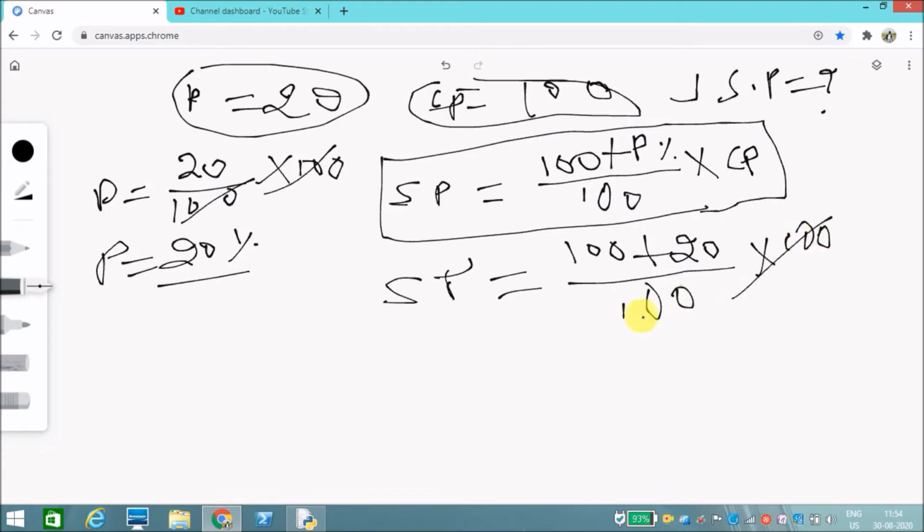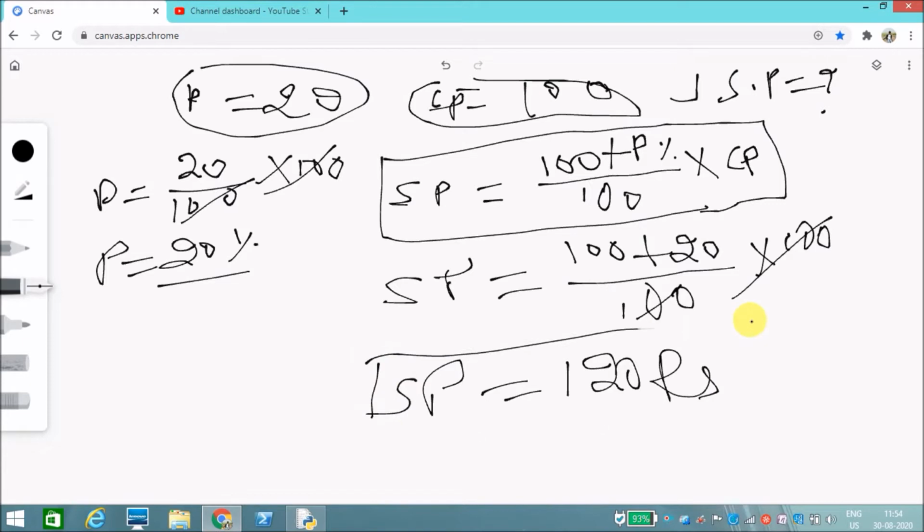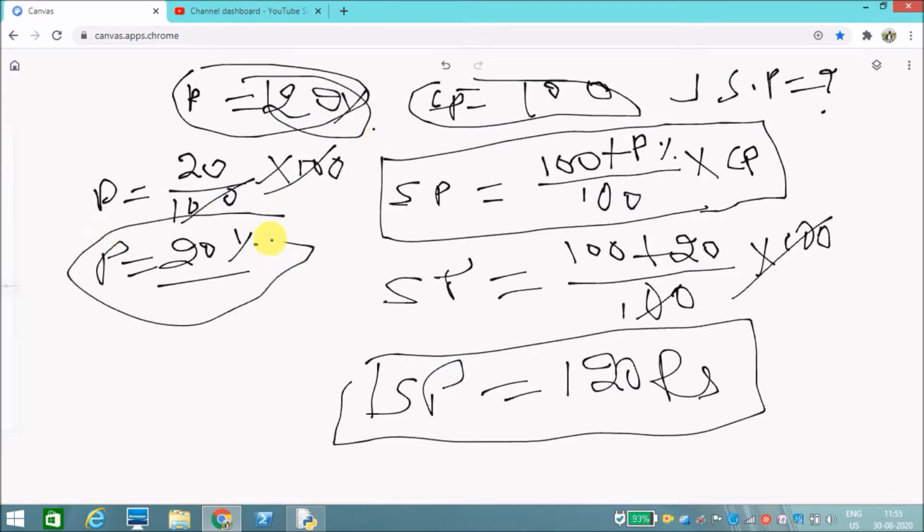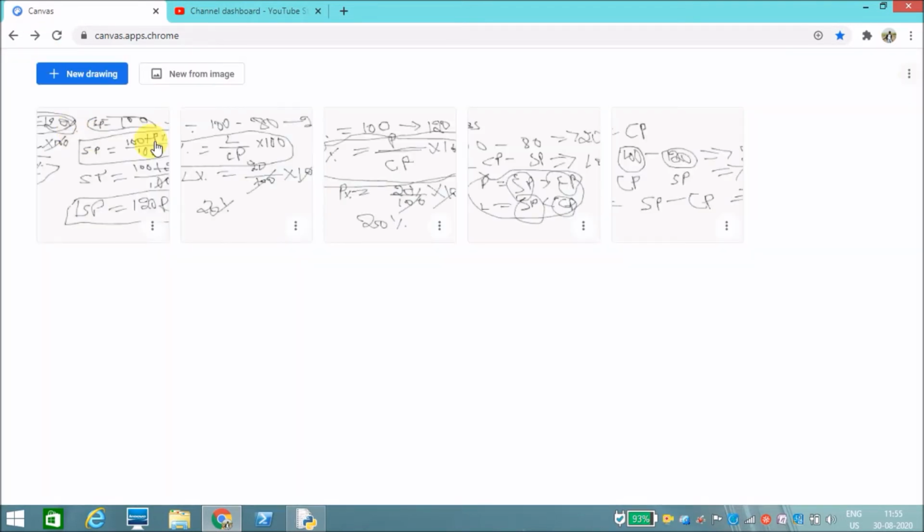So 100 cancel, so the selling price is 120 rupees. Like this you can find the selling price when they give the cost price and profit. If they give it in profit percentage, then you don't need to find the percentage. If they give the profit in rupees, then you have to find the profit percentage, then you can solve the problem. Okay, likewise, how to find the loss?